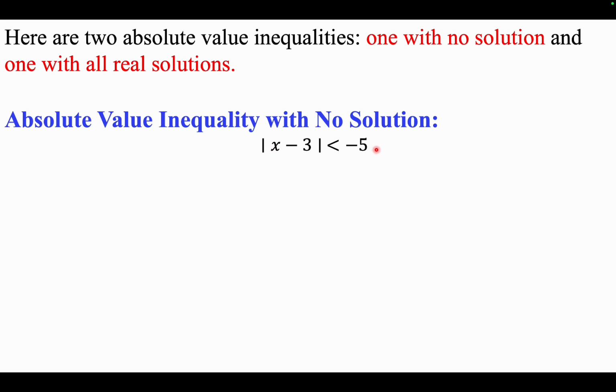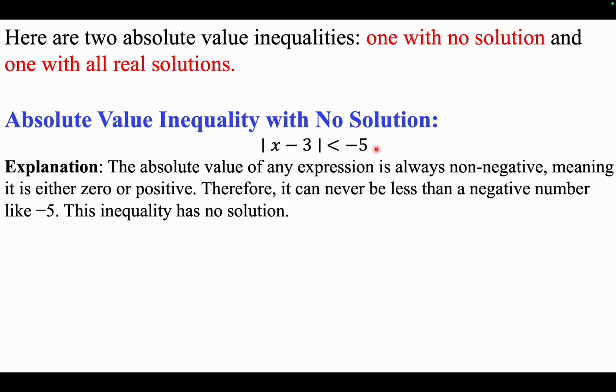You can try any x value. You can try to plug them in here. This side is always going to be bigger than this side. It will not be less than a negative number. And here's the explanation basically. The absolute value of any expression is always non-negative, meaning it could be 0 or positive. Therefore, it can never be less than a negative number like negative 5 in this case. So the inequality has no solution.